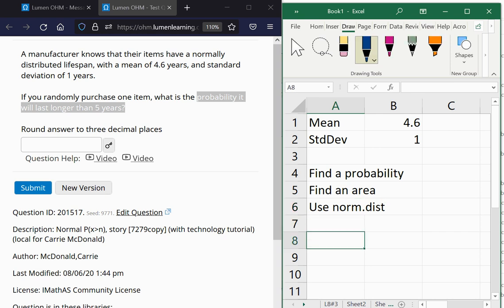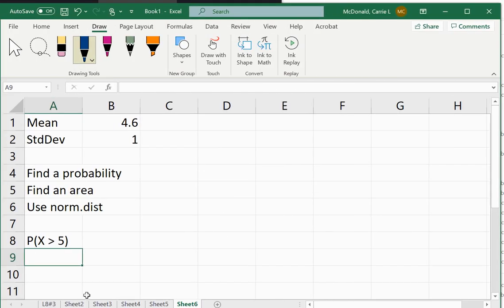Okay. Now it helps to draw a picture. They said they wanted the probability that x, notice I'm not saying z this time because it's not a mean of 0 and a standard deviation of 1. Both of these have to be, the mean has to be 0 and the standard deviation has to be 1, otherwise it's not a z-score. It's what we call an x, a non-standardized value. And we want it to last longer, so that's a greater than, longer than 5 years. Okay, that's the proper notation for the probability we're looking for.